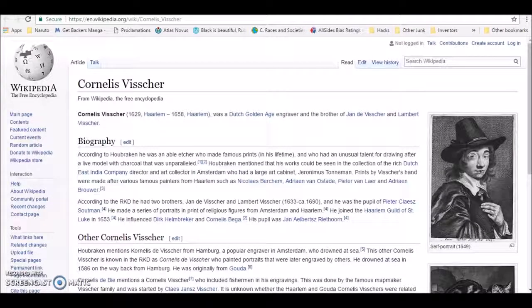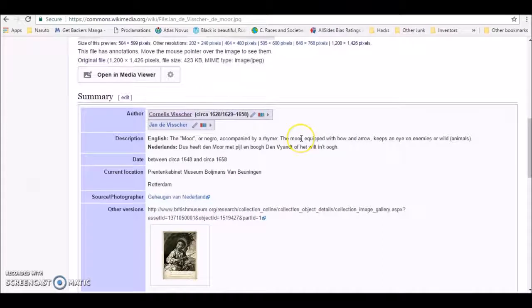All right, and let's look at the author, the engraver of this drawing, a Dutch engraver, Cornelius Vischer. So he's Dutch, and this was around the time that, like I said, the Dutch were in North America and had their territory called New Netherlands.